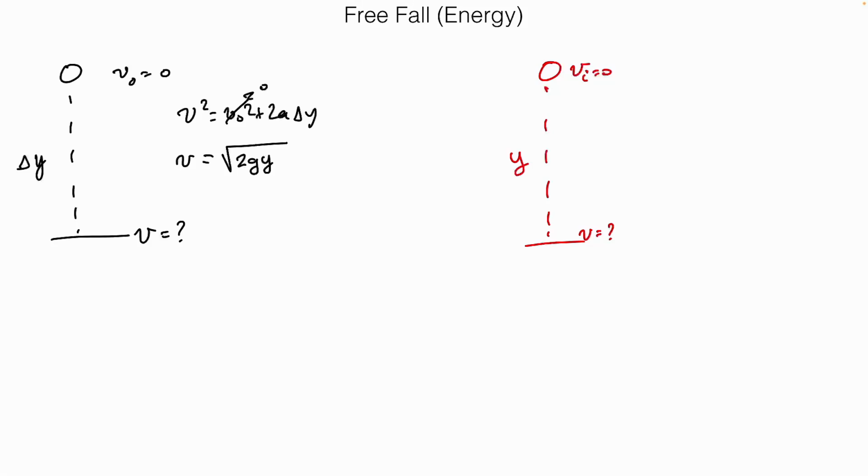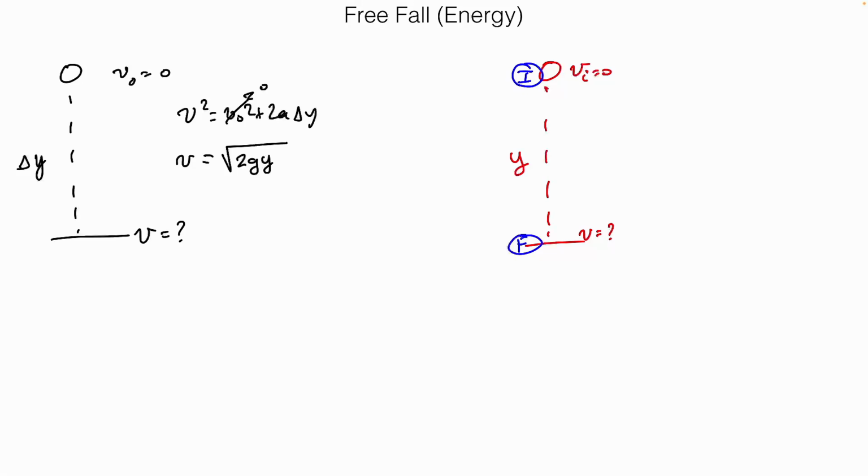So what's a spot that we know something in this problem? The initial, right? So we're going to say that the initial point up here is our initial spot. And then for final, we'll go down here because it's where we want to find something. The third thing we have to choose is our 0 point for gravitational potential energy.